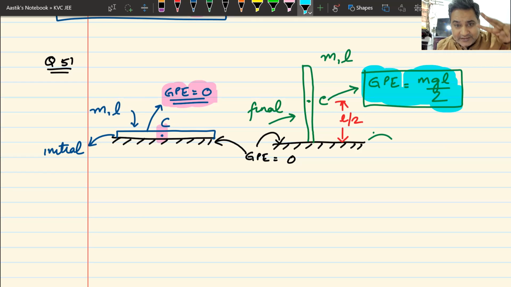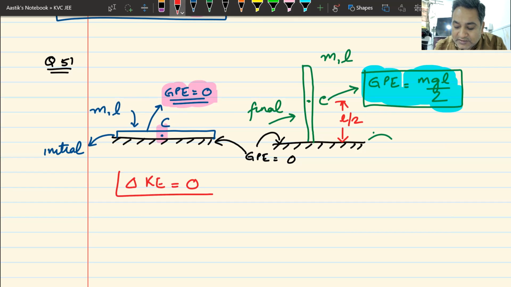Okay. The third thing that you have to understand is very important, not given in the question. The change in kinetic energy. Change in kinetic energy is 0. Do we all understand this? The kinetic energy of the rod does not change. Do you all understand this?